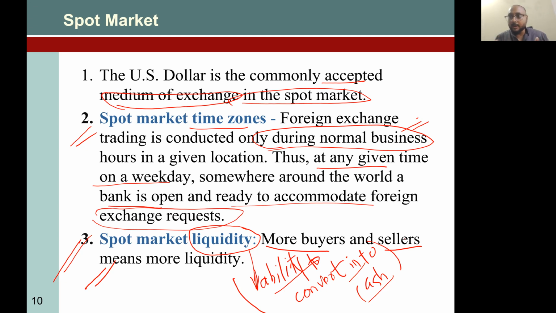So now we start thinking in terms of international finance terminologies: spot market, spot rate, spot market liquidity, right? In a sense, they are just fancy words, but remember that every book or every subject has its own jargon, its own terminologies, right? So now think in terms of international finance.